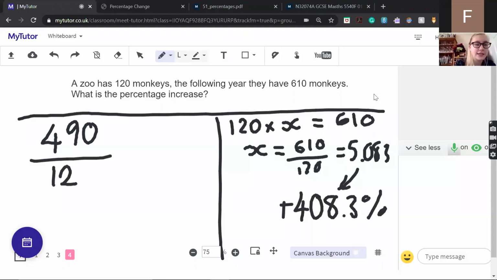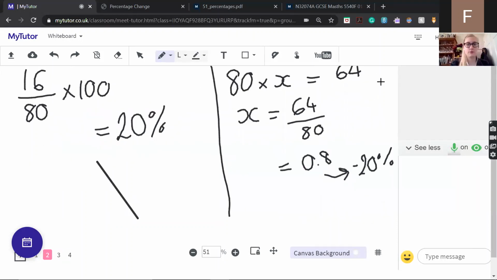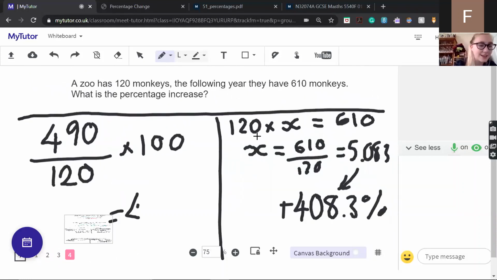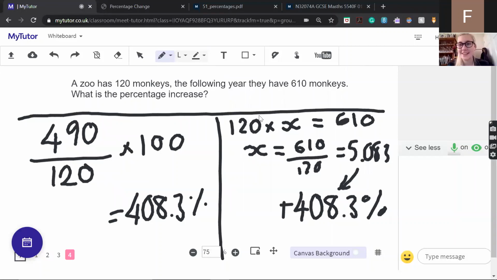So what's that as a percentage of our original amount of monkeys? Well, that's this calculation, which gives us, just double checking that I've done everything right. Yeah, which gives us straight away, oh my gosh, what did I do there? I switched the tab. Right, which gives us straight away 408.3%. So hopefully that makes sense there. Awesome.